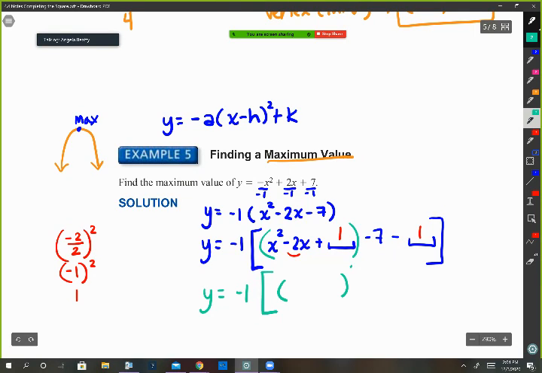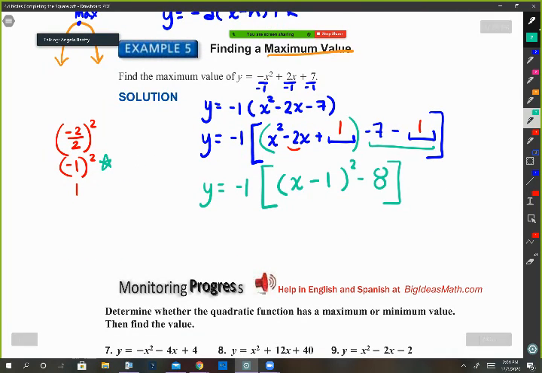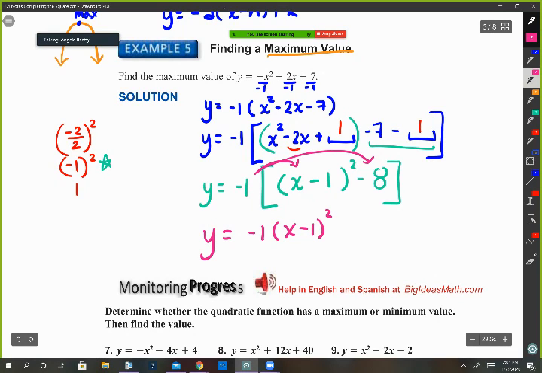So I'm going to rewrite this. And again, it's step 2. So this is x minus 1 squared, and when I combine these two, I get -8. And again, that little -1 with the bracket helps me remember that I now have to give the -1 to both terms inside. So this is going to be -1 times x minus 1 squared, and then -1 times -8 is +8.